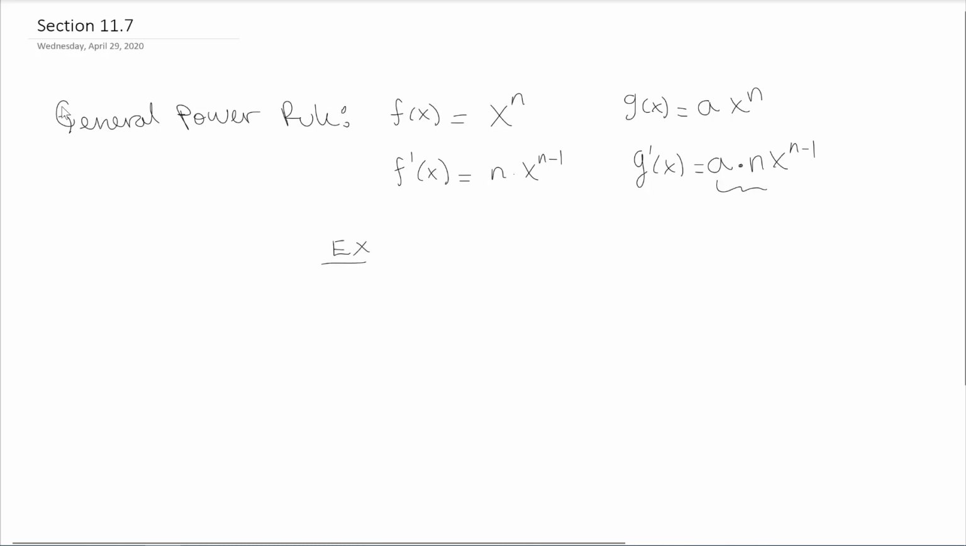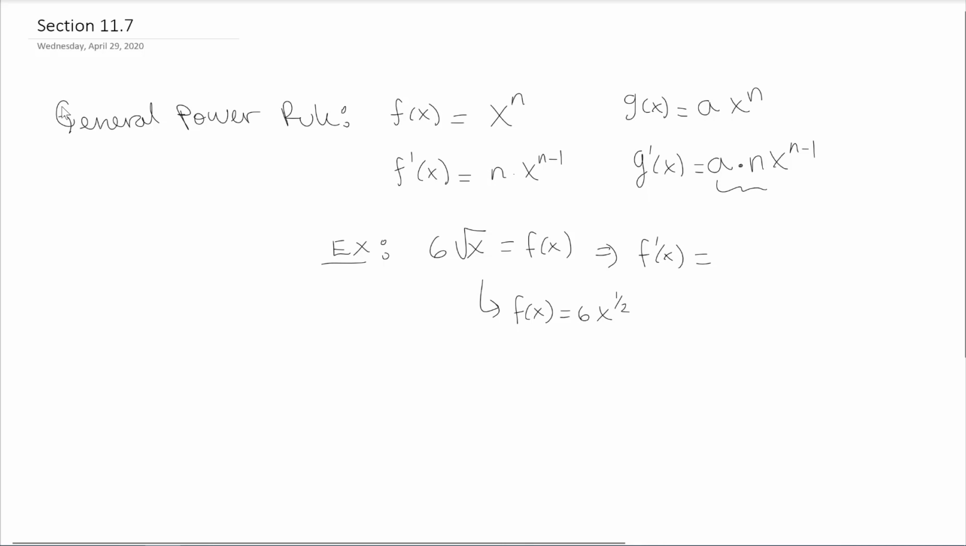So for example, if you had something like 6 square root of x, and this was your f of x, then f prime of x will be, well, first let's rewrite it. So f of x will be 6x to the 1/2. If that was a cube root, this would be 1/3. If that was a fifth root, this would be 1/5.